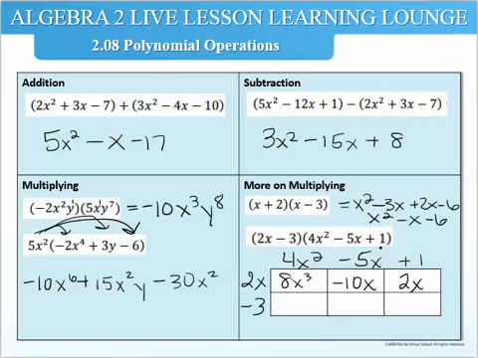Then we distribute the -3. -3 times 4x squared is -12x squared. -3 times -5x is positive 15x. And -3 times -1 is -3.